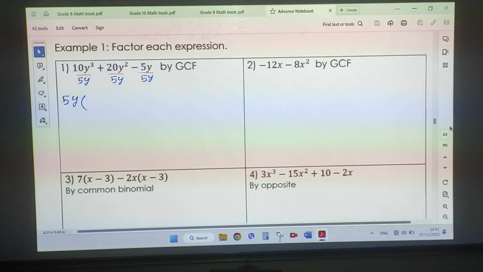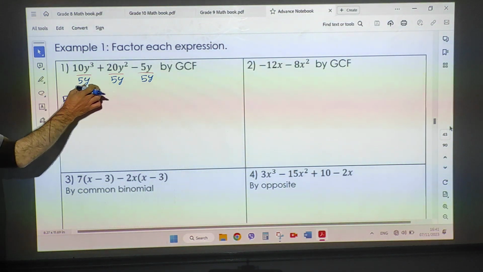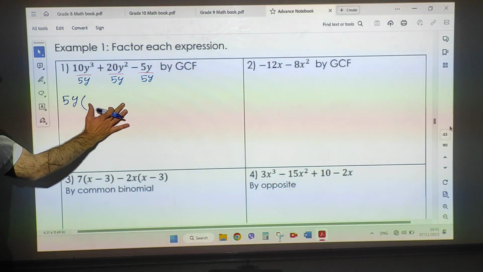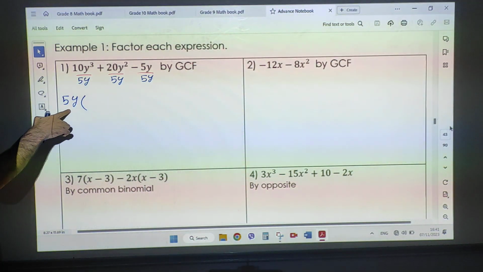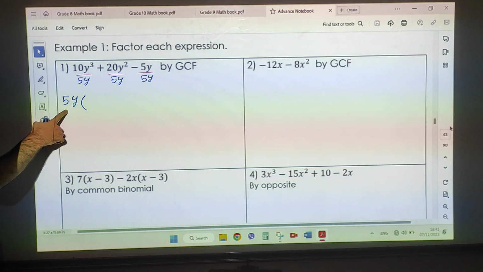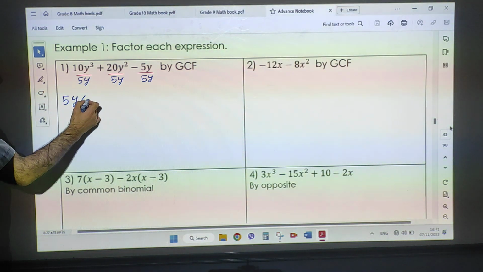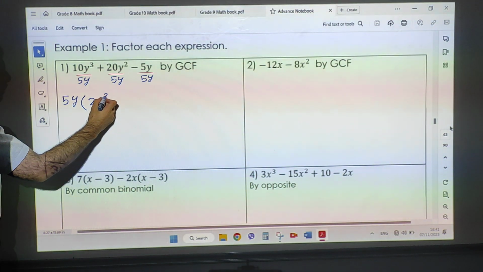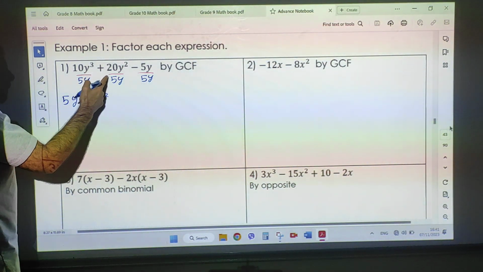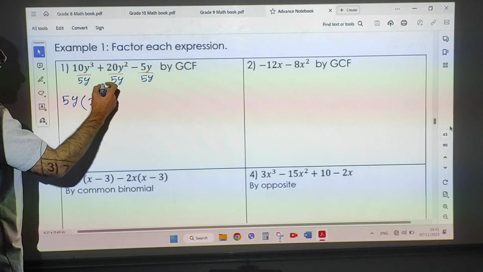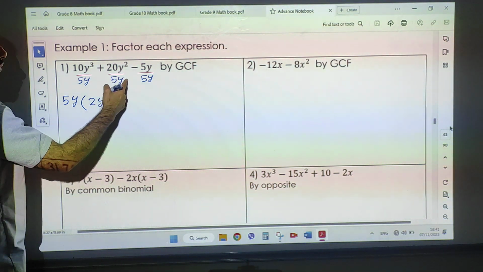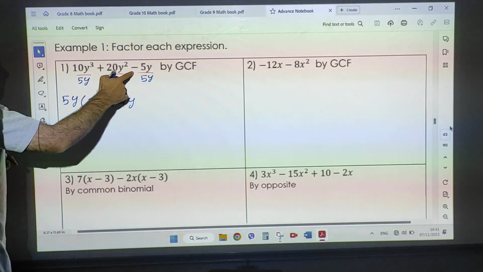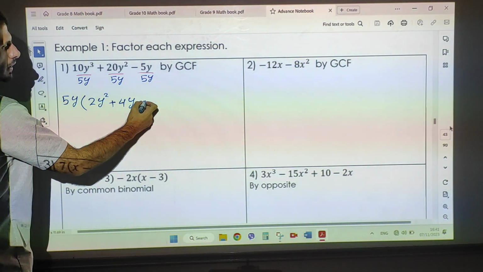Then we open the bracket. We took the greatest common factor, which is 5y, and we divide all the terms by 5y and write the results in the bracket. 5y you must write down outside. 10 divided by 5 is 2. y power 3 divided by y means y power 3 minus 1, which is y power 2. Then 20 divided by 5 is plus 4, and y power 2 divided by y power 1 is y power 1, no need to write the power. Minus 5 divided by 5 is 1.